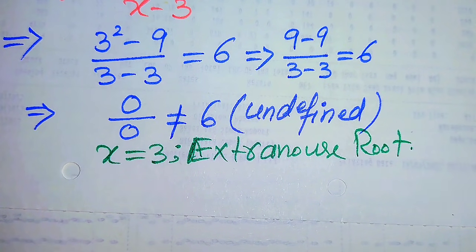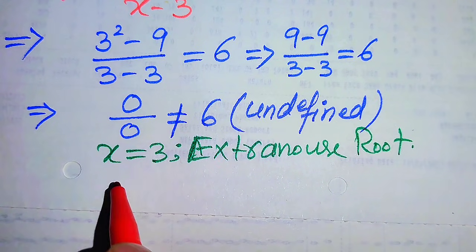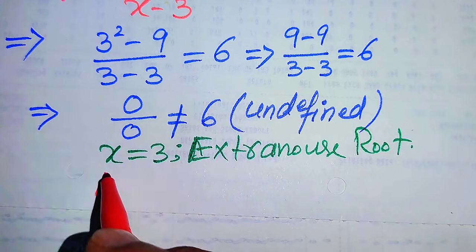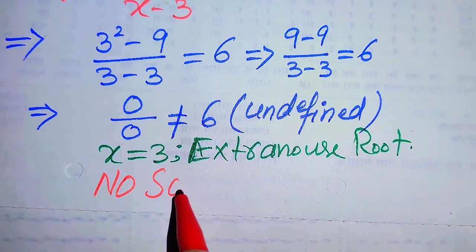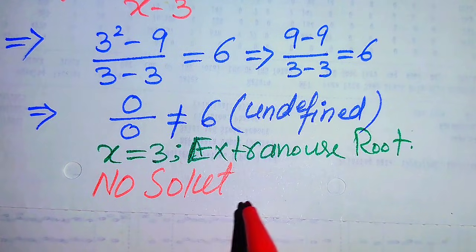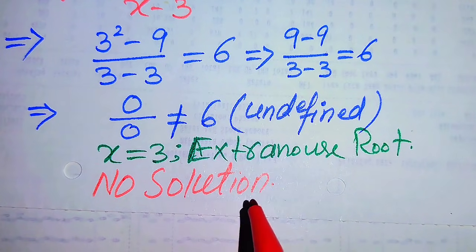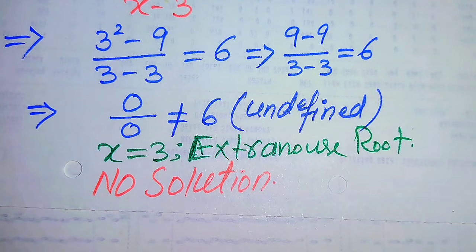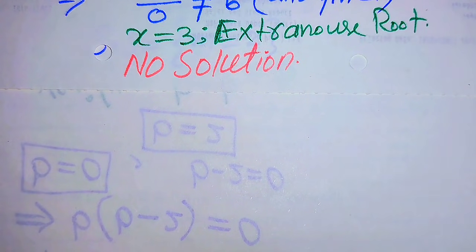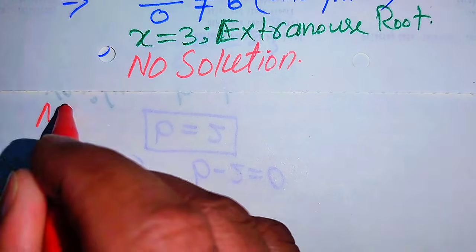So here we have x equals 3 as the only extraneous root, and you see here we cannot get any value of x which satisfies our given question statement. So finally we conclude about the solutions of this problem that this question has no solution. Okay, so this is our final answer from the first method. And now we again solve this problem from the second method.